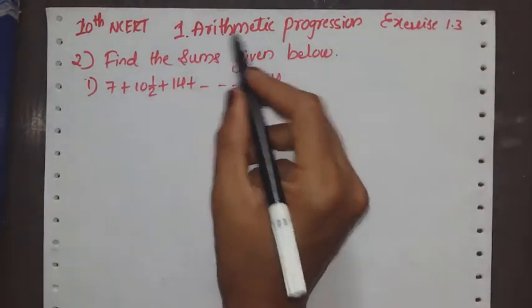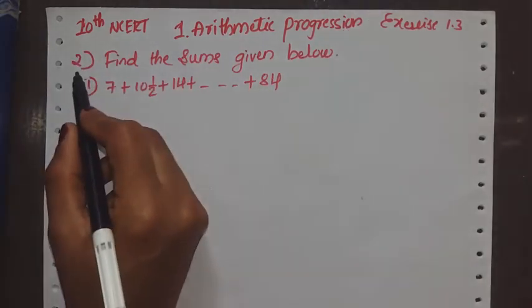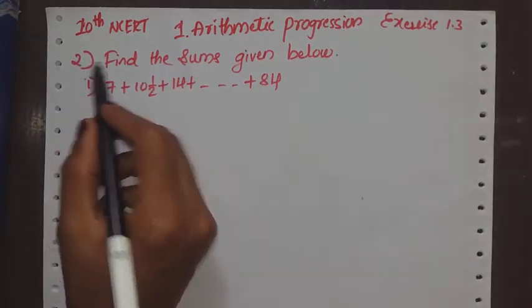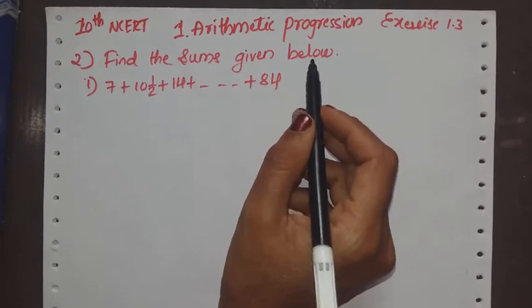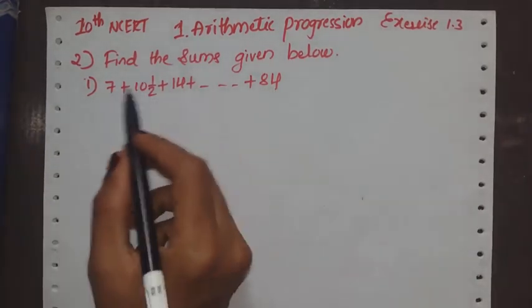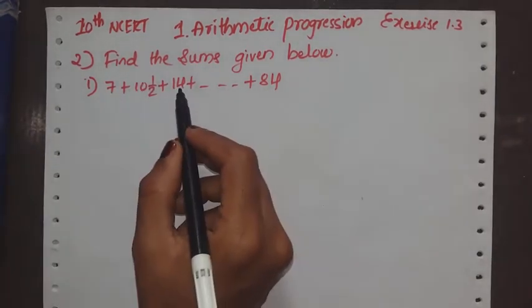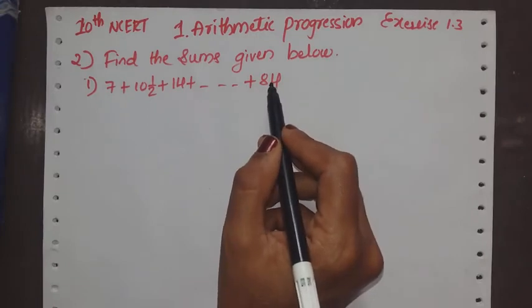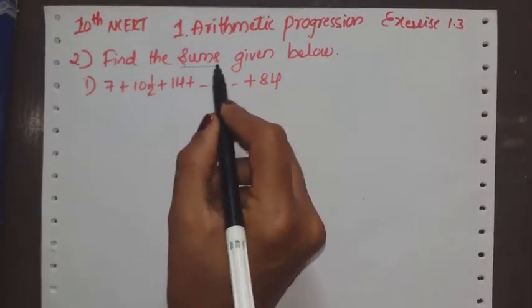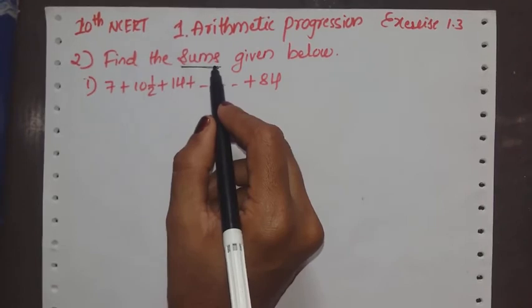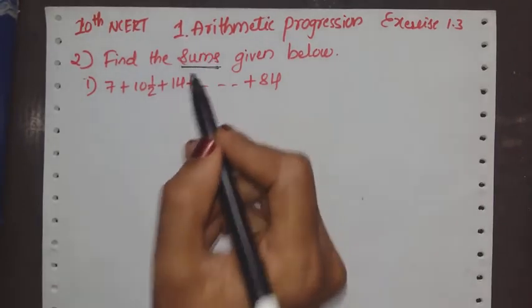Third exercise of arithmetic progression. In that second main, find the sums given below. Yes, they have given AP 7, 10 and a half, 14 and last term is 84. So we need to find out sum. To find out sums, we need how many terms? Sum of how many terms?